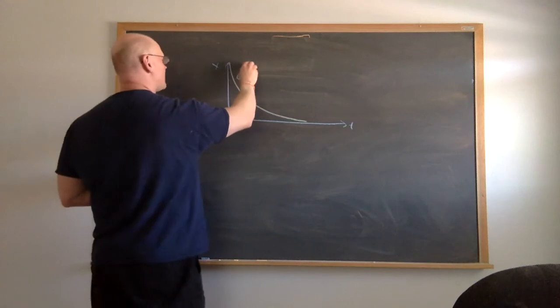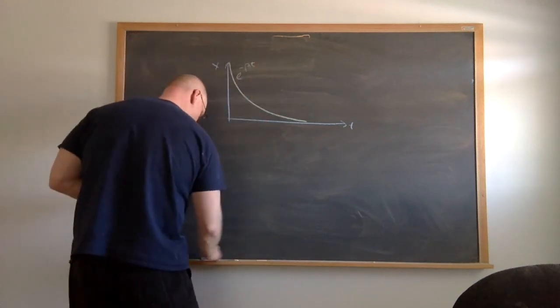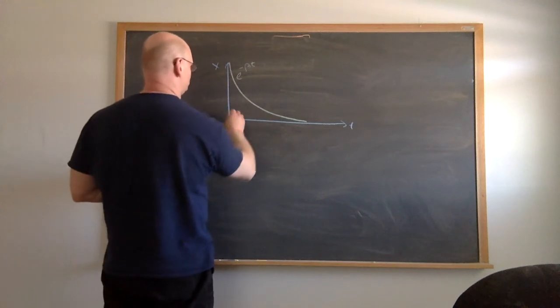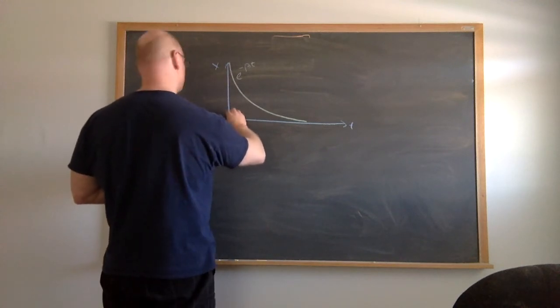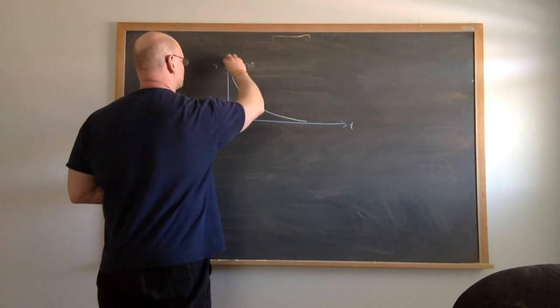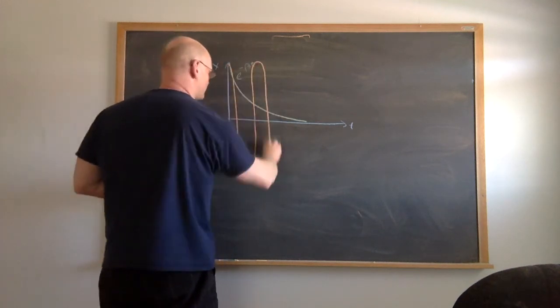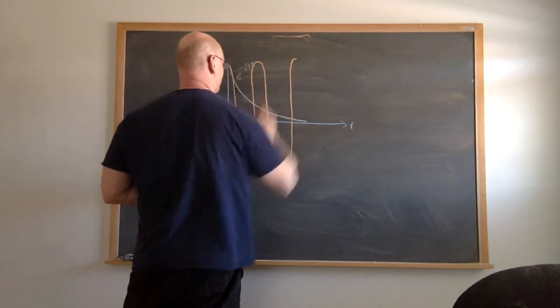So this is our e to the minus beta t. We also have harmonic oscillation. So let's say, for funsies, this thing starts off as a cosine curve. So this is going to be doing harmonic oscillation, doing something like this, and etc.